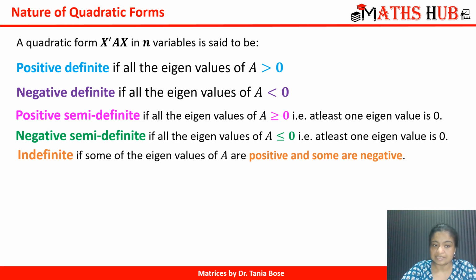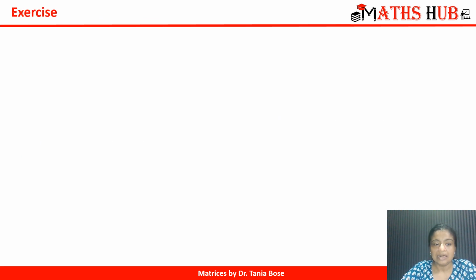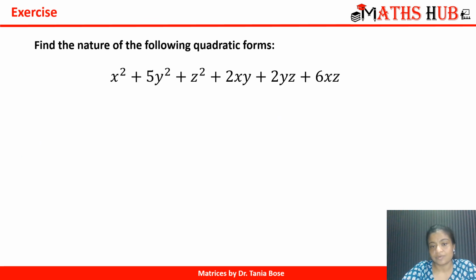So I'm again repeating, it is positive definite when all eigenvalues are greater than 0. Negative definite when all eigenvalues are less than 0. If one of the eigenvalues is becoming 0 and the rest are greater than 0, then it is positive semi-definite. If one eigenvalue is 0 and the rest of the eigenvalues are all less than 0, then it is negative semi-definite. If there is a mixed nature, some are positive, some are negative, then it is called indefinite. Right? Okay.